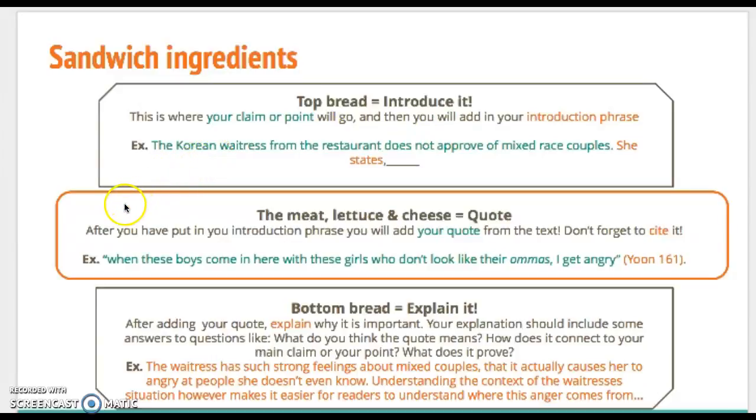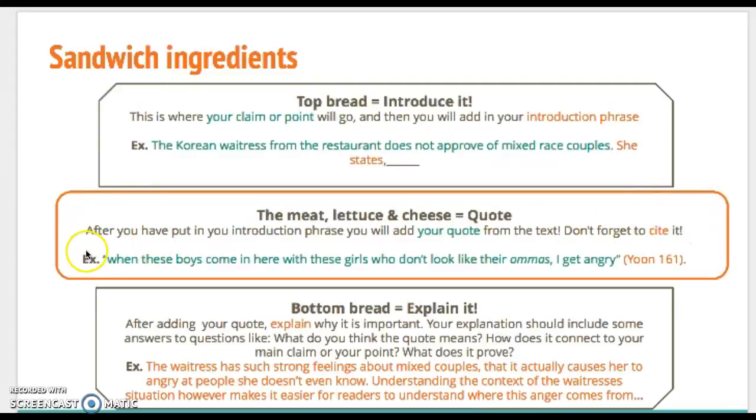So now we go to the middle, which is the meat, lettuce, and cheese of the sandwich. So this equals the quote. So after you put in the introduction phrase, you will add in the quote that you are using from the text. And now remember, don't forget to cite it correctly.